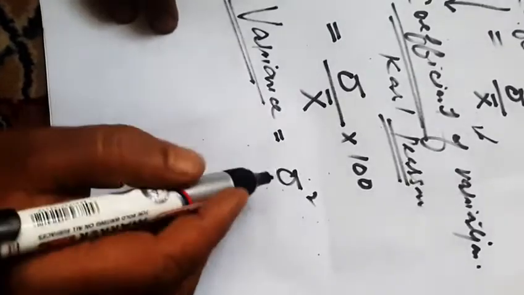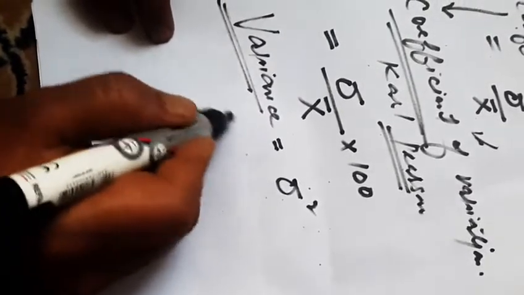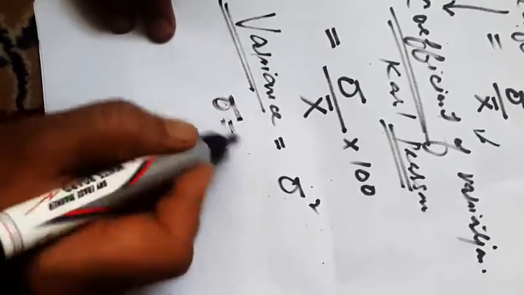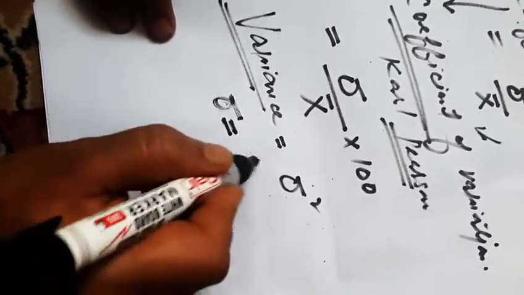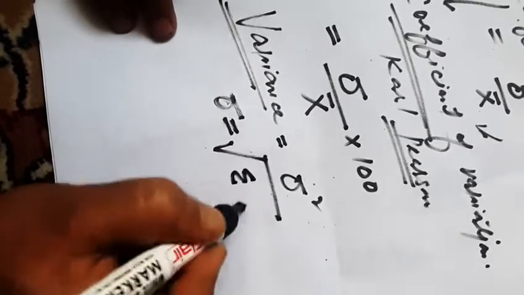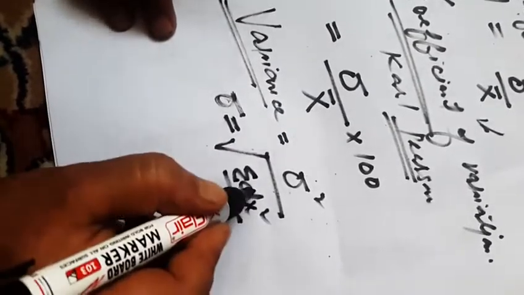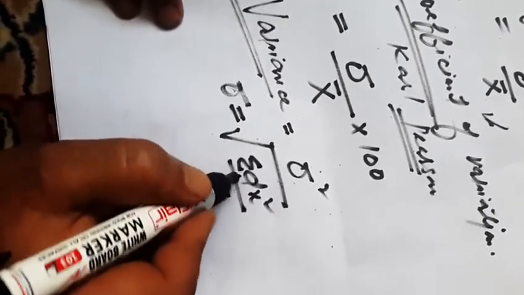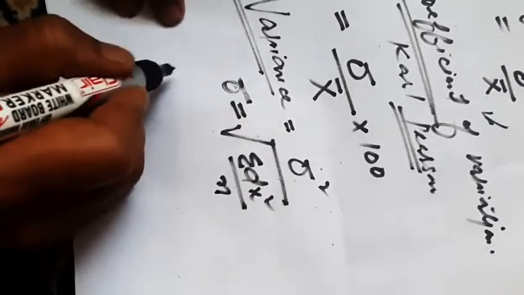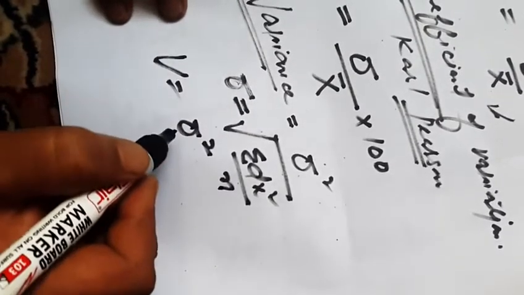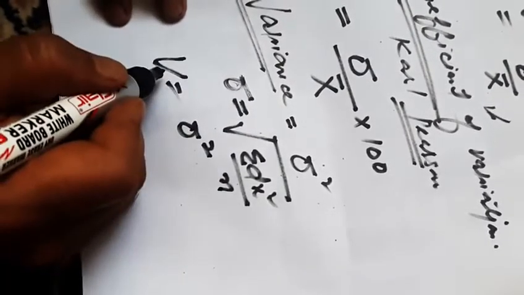For example, in case of individual series, the formula for calculating standard deviation is the square root of summation of dx square divided by n. So according to the formula, variance is the square of the standard deviation. Standard deviation squared gives us variance.